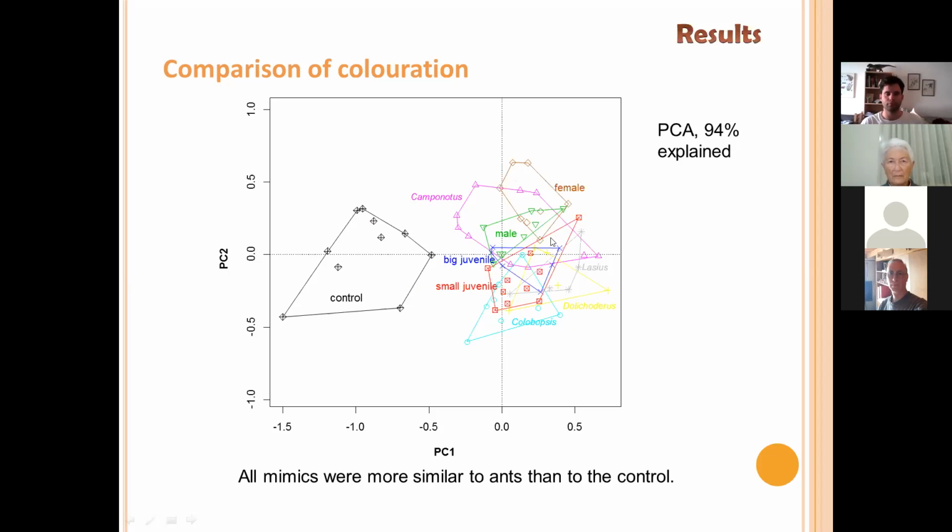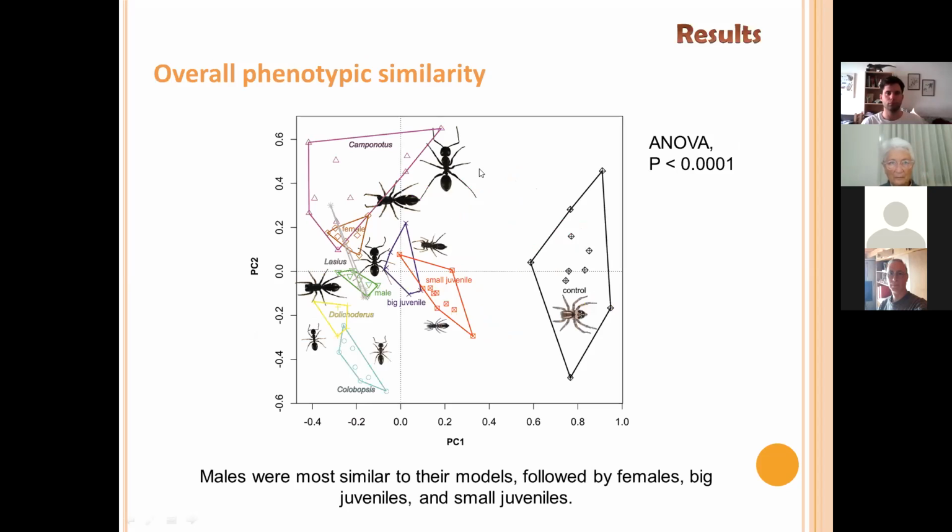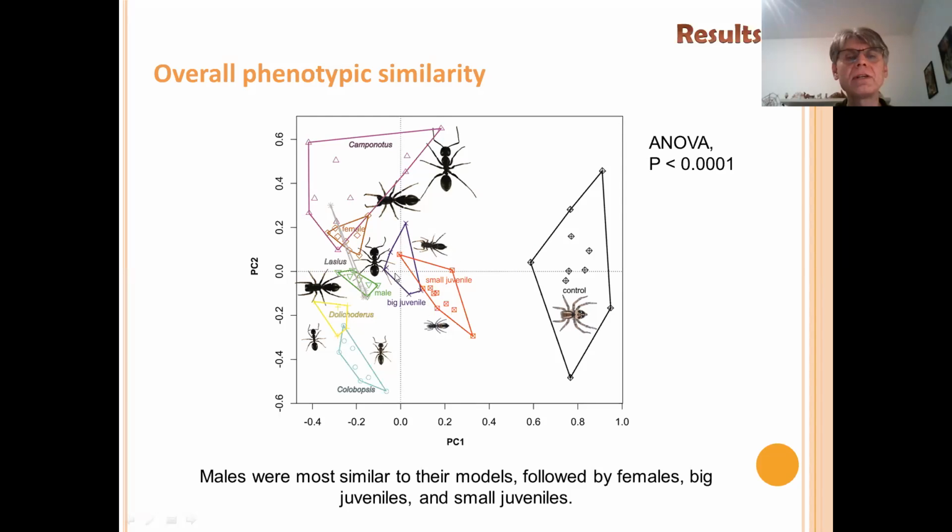So then we combined all these four traits in a final overall PCA analysis in order to incorporate all of them into a single analysis. And we get this picture. So what you see here is that females are most similar to large Camponotus ants. Males are most closely associated with Lasius ants. And then the small juveniles are rather closely associated with medium-sized ants of the Colobopsis genus.